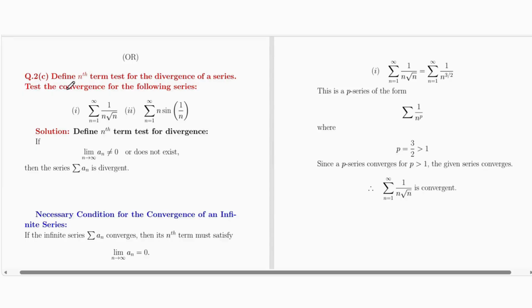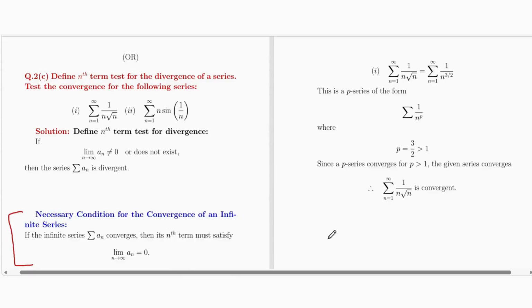Now in this question, first of all, we are defining the nth term test for divergence of a series. For this, we need to discuss the necessary condition for the convergence of an infinite series. So what is this condition? If the infinite series an converges, then its nth term must satisfy limit n tends to infinity an equal to 0. This is the necessary condition for convergence of an infinite series.